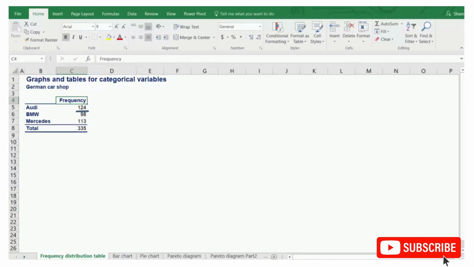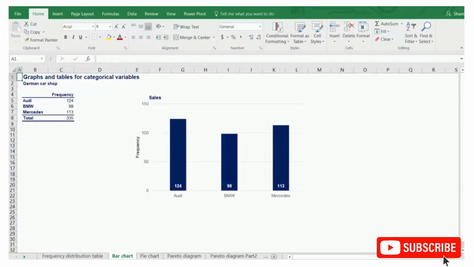However, tables aren't much fun, are they? Using the same table, we can construct a bar chart. The vertical axis shows the number of units sold, while each bar represents a different category, indicated on the horizontal axis. In this way, it is much clearer that Audi is the best-selling brand.